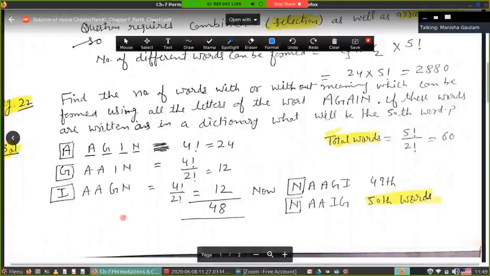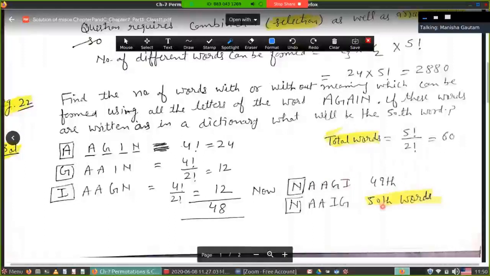Now the next turn is to fix N. Now you have to calculate the 50th word. Total are 60 and you have to calculate the 50th. The 49th word you can make by rearranging the letters, and you have to fix after I. Then N is fixed here. According to the dictionary, first of all you have to write down A, then after the A, the turn of G is there and the turn of I is next. AAGIN, this is the 49th word.